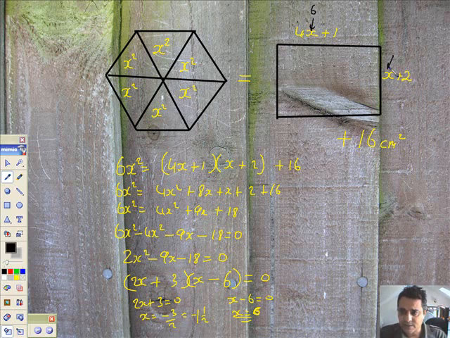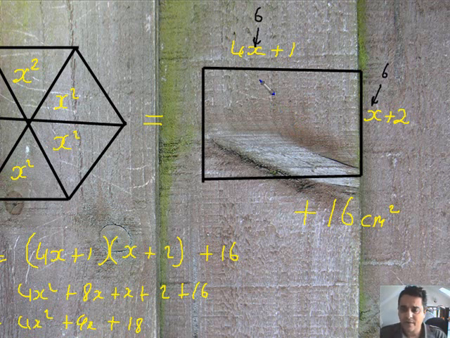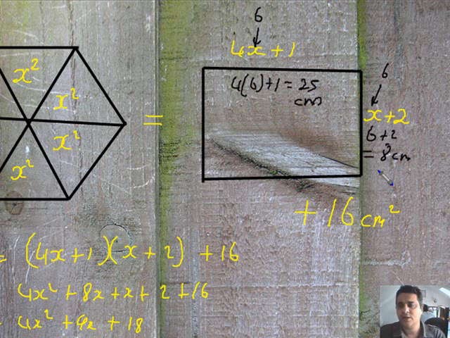And I know that's worth 6 as well. So what have I got here? I've got 4 lots of 6 plus 1, which is 25 centimetres that way. And I've got 6 plus 2, which equals 8 centimetres that way. So my dimensions are 12 centimeters by 8 centimeters.